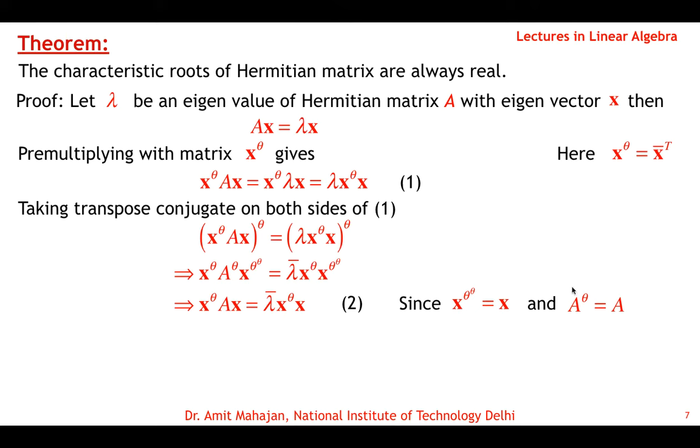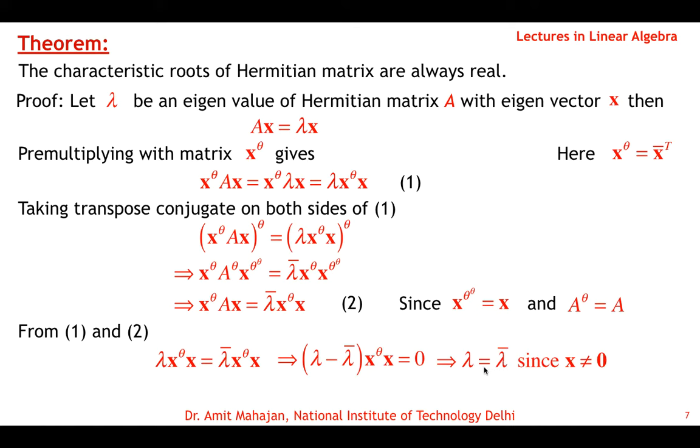We apply these two, and so from 1 and 2 you can see that the left hand sides are the same, so the right hand sides must be equal. So the right hand side lambda x theta x must be equal to lambda conjugate x theta x. If I take this to the other side, then lambda minus lambda conjugate times x theta x must be 0, and because x is an eigenvector, x is a non-zero vector, so x theta x is also non-zero, and that means this equation is true only when this coefficient is 0, or lambda must be equal to lambda bar.